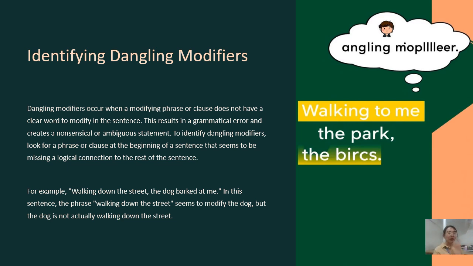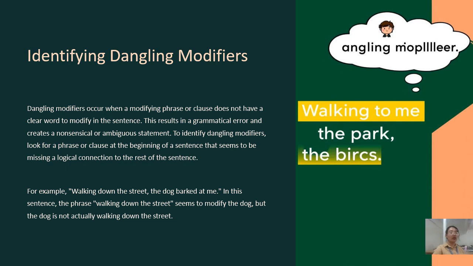Alright, so number 2 will be ask the modifier, ask what the modifier describes. So here we need to ask, does the subject match the action or description? If not, the modifier is dangling. Alright, so the next one will be, we need to test for clarity. Like we need to read the sentence and ensure the meaning is clear without guessing.